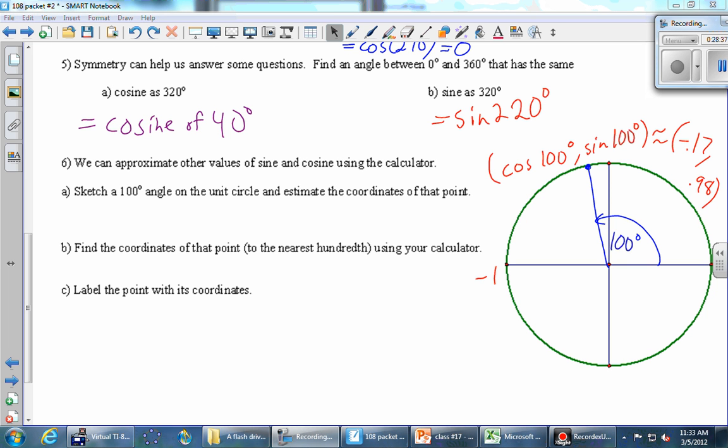How about the sine of 101? Also a little bit smaller because we have moved down. Yeah, I think that's good.